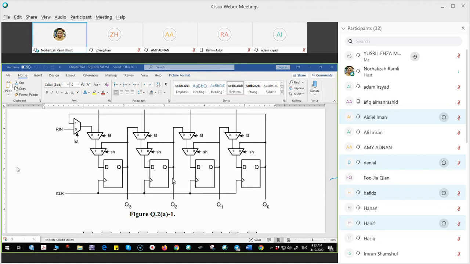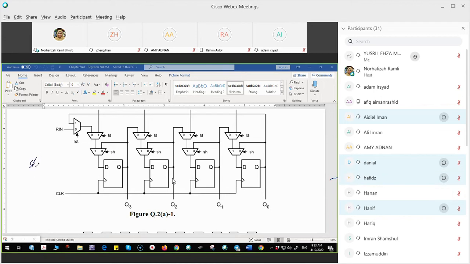Did you see the circuit diagram, figure 2A? Yes. Everyone? You're too quiet. All right. For this one, the best thing is you have the inputs SH and LD and Q plus. The Q plus is all the Q3, Q2, Q1, and Q0.